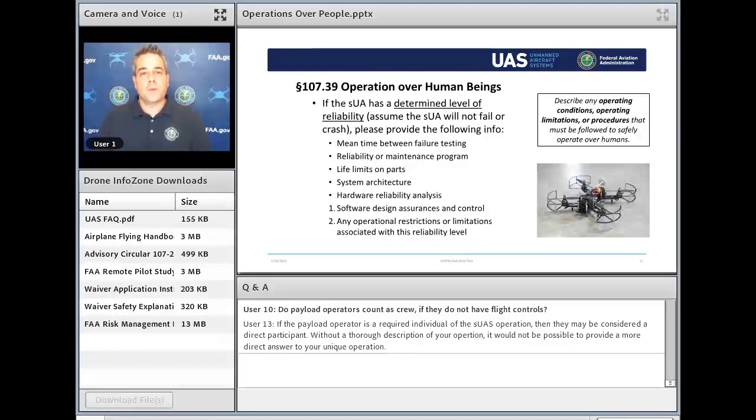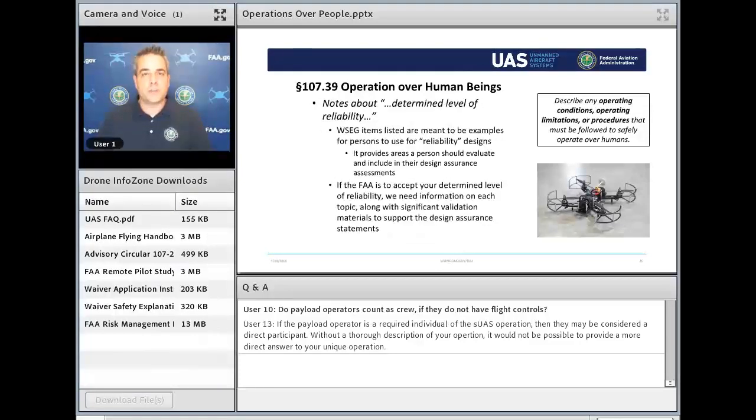If you're going to go down this route where you're going to show us a determined level of reliability, we need you to show us that you've got some sort of mean time failure testing data, that you've got a reliability or a maintenance program, that if you have life-limited parts, you have a process to identify what parts those are and a procedure to correct anything that may be reaching its life limit. What about the system architecture or hardware reliability analysis? Certain things like software design, assurances, control, anything that's operationally restricting or limiting your UAS, which is going to enhance safety, we need to know, particularly in the realm of determining your levels of reliability.